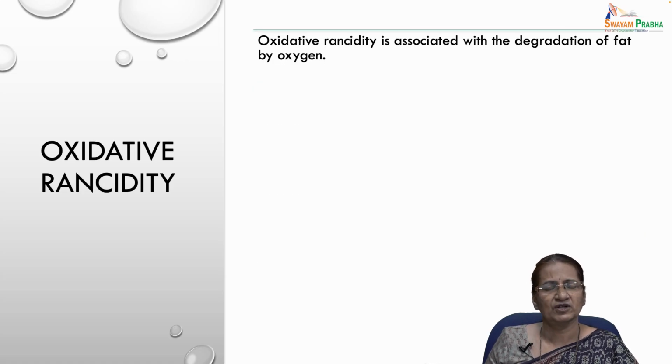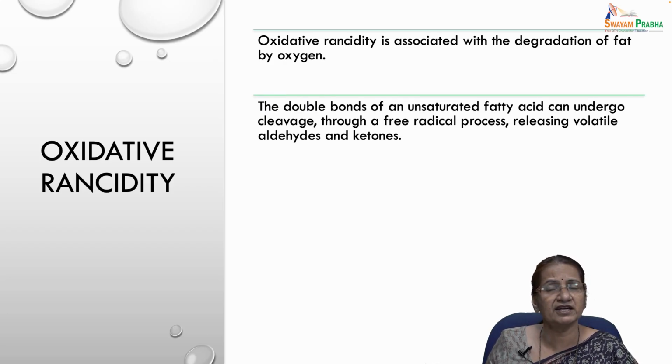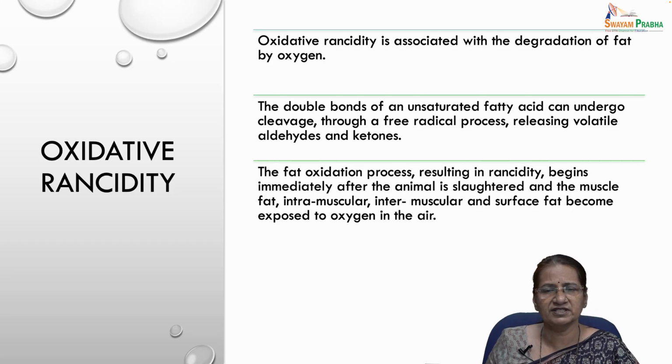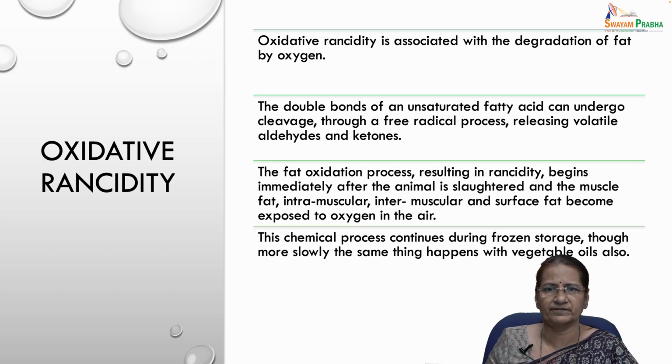Now, oxidative rancidity. Oxidative rancidity is associated with the degradation of fat by oxygen. The double bonds of unsaturated fatty acids can undergo cleavage through a free radical process, releasing volatile aldehydes and ketones. The fat oxidation process resulting in rancidity begins immediately after the animal is slaughtered and the muscle fat, intramuscular, intermuscular and surface fat become exposed to oxygen in the air. This chemical process continues during frozen storage, though more slowly. The same thing happens with vegetable oils also.